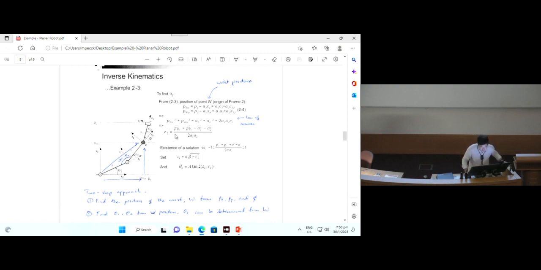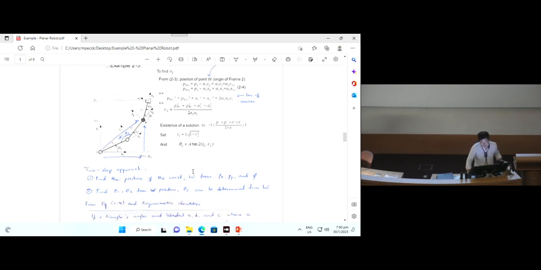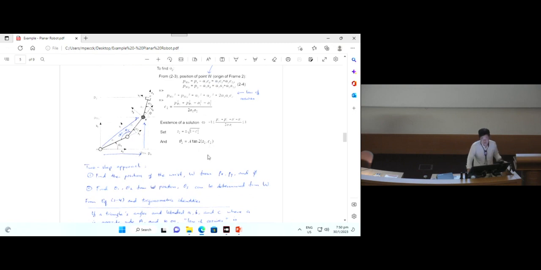If you look at this C2, there will only be a solution if it is between 1 and minus 1. So you set your sine theta 2, S2, equal to plus or minus the square root of 1 minus cosine squared. So S2 square plus C2 square is equal to 1. This is again another trigonometry rule. From there, you can determine that your theta 2 is equal to arctangent 2 of S2 and C2.